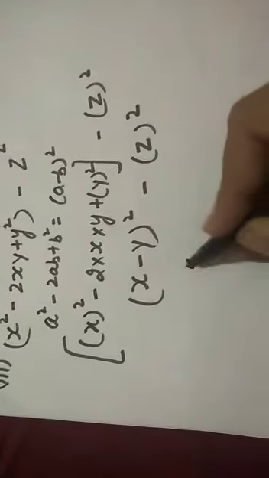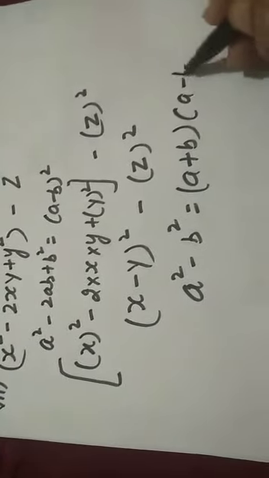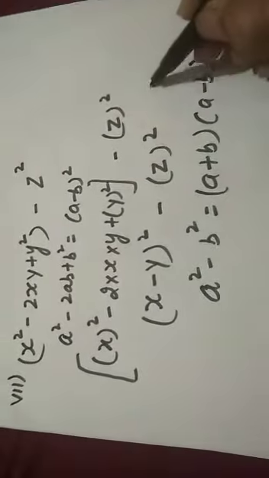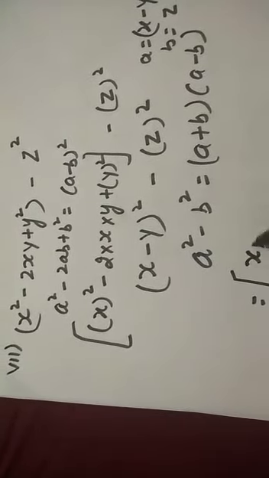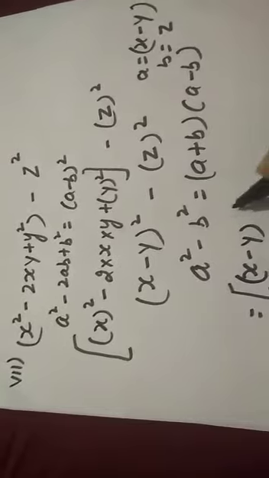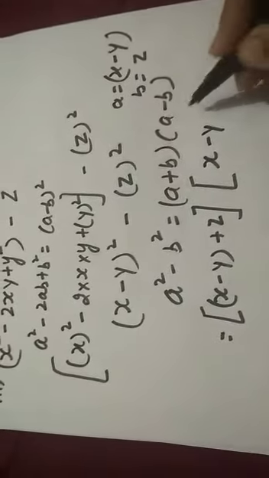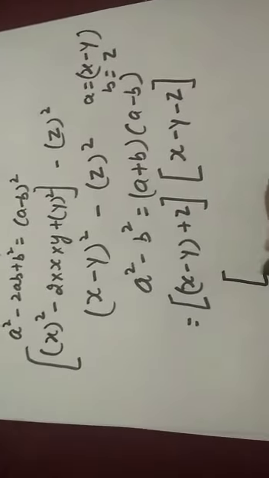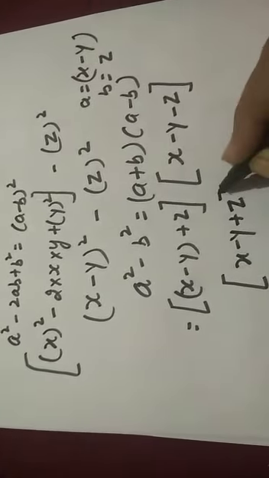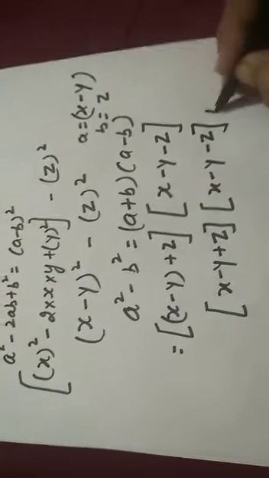Now the a square minus b square identity will be used. a is x minus y and b is z. So the result is x minus y plus z in the first bracket, and x minus y minus z in the second bracket. So x minus y plus z and x minus y minus z will be the result.